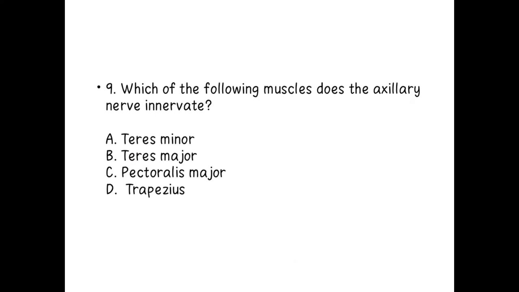Number 9, which of the following muscles does the axillary nerve innervate? A, teres minor, B, teres major, C, pectoralis major, D, trapezius. Which of the following muscles does the axillary nerve innervate? So the right answer to this question is A, teres minor.